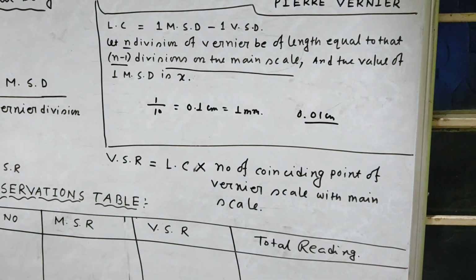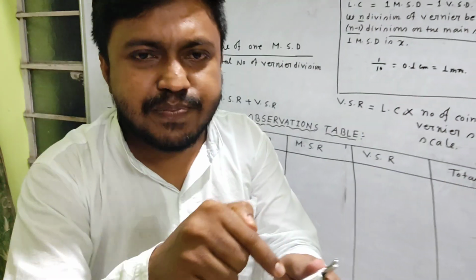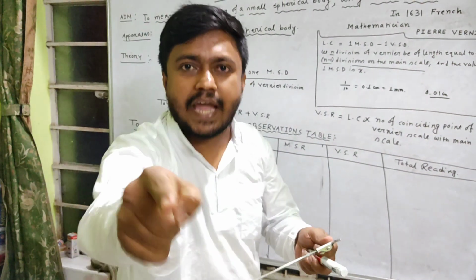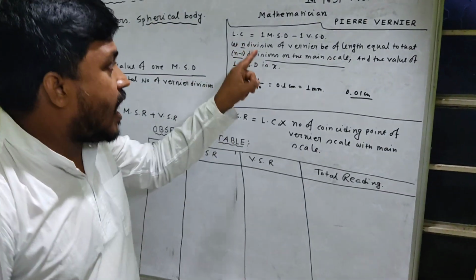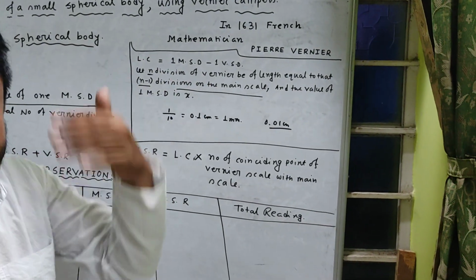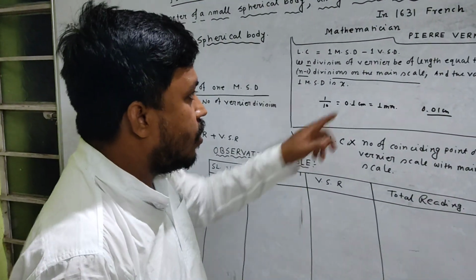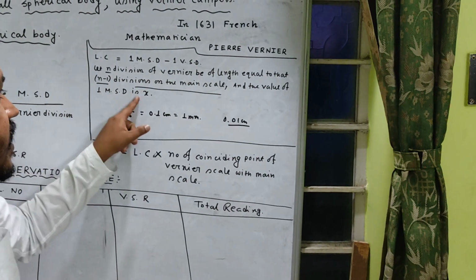Why, students? When the two jaws are brought together to touch, at this moment the 10 vernier divisions coincide with 9 main scale divisions. So that means if the number of vernier divisions is n, then the main scale number of divisions will be what? N minus 1. And we can consider the value of the main scale division to be x.